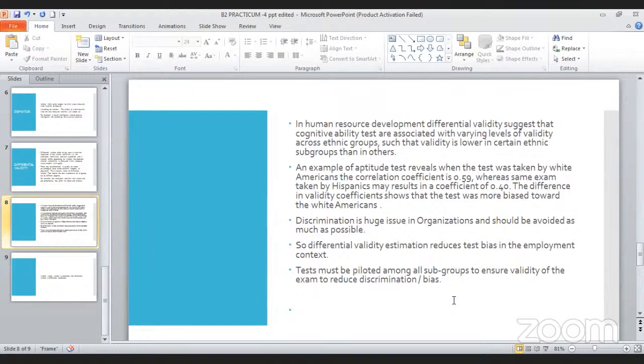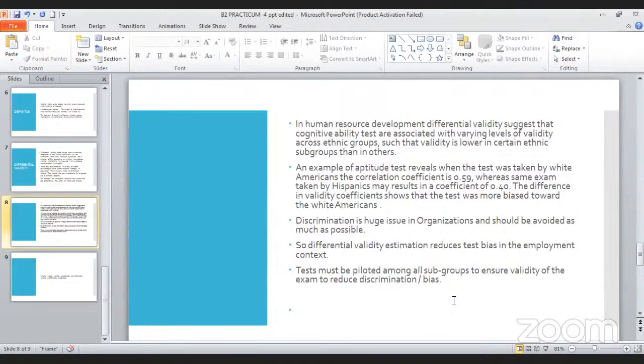The correlation coefficient should be the same for male and for female. That should be the same for the whole group, and the same for the subgroups also. But sometimes we can see that it differs across the subgroups. That is the differential validity. This is not the usual case, but it can happen. Okay. That is the differential validity.